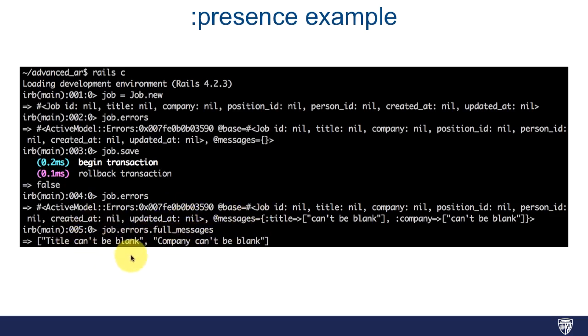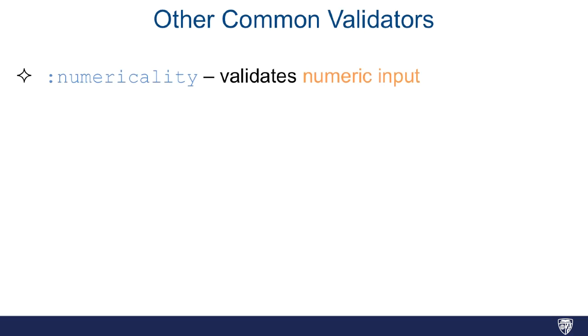which will give you an array of all the errors that currently exist that are preventing this object from being saved to the database. And as you can imagine, this is very useful information to show a user, maybe on the web page, why he wasn't able to save the information to the database as he was expecting to. Other common validators are, for example, numericality.